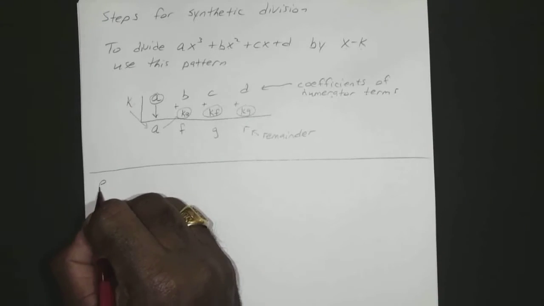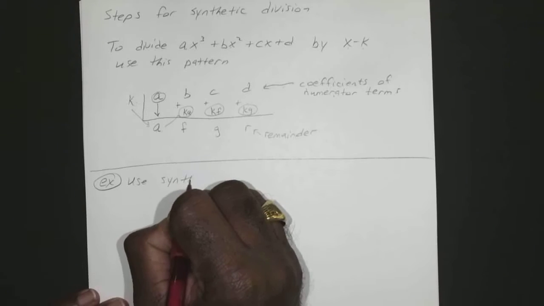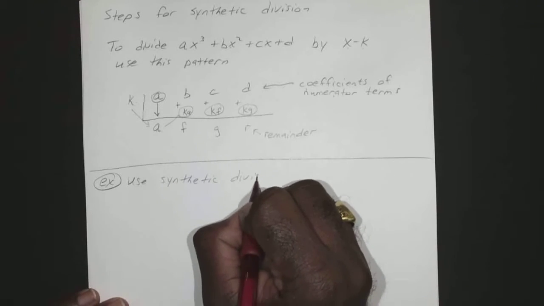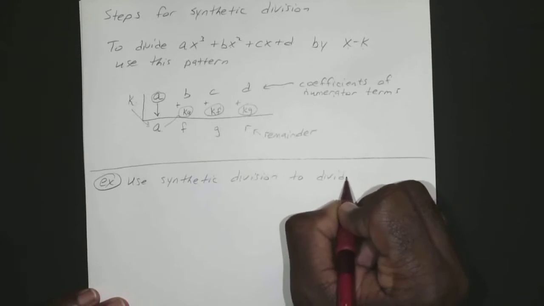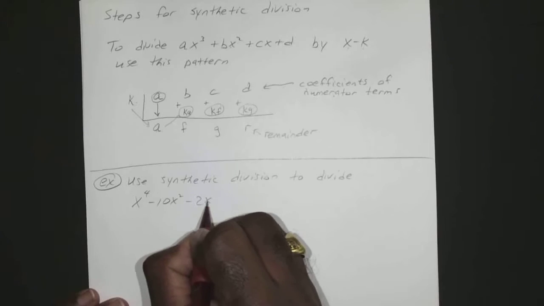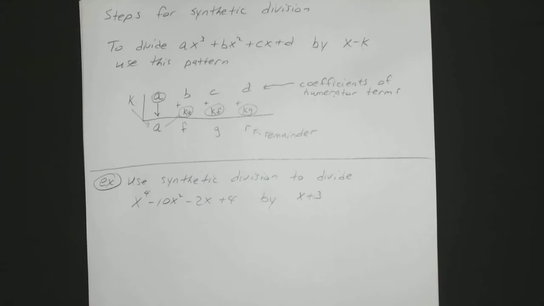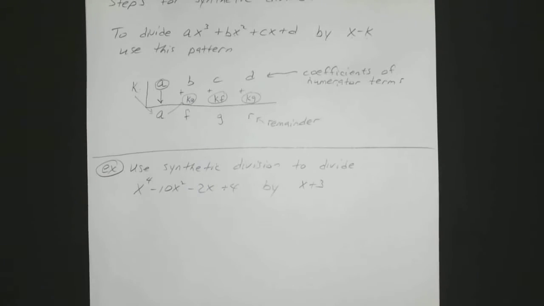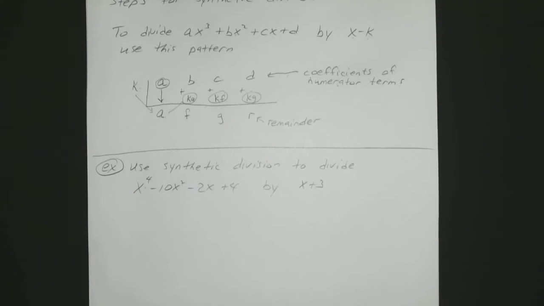All right, so let's say, for example, use synthetic division to divide x to the fourth minus 10x squared minus 2x plus 4 by x plus 3. Okay. Now, two things you have to remember for this one. The first is the exponents have to be in descending order. So you're missing an x to the third. So you have to fill it in with the 0x to the third.